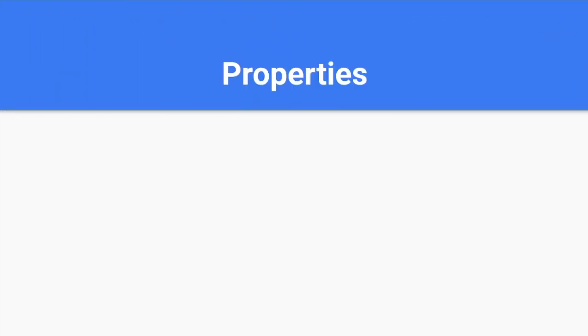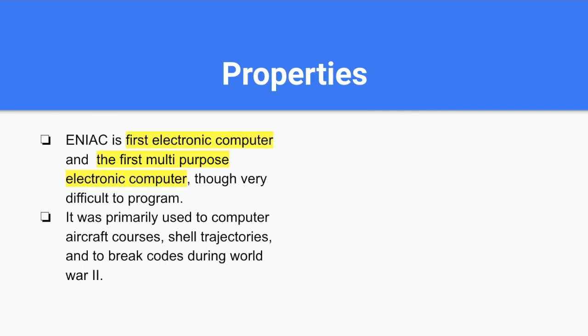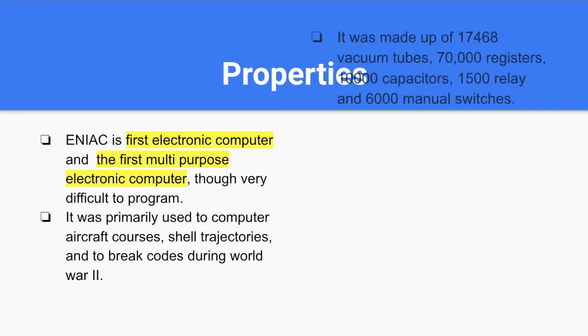Let's discuss the properties of ENIAC. ENIAC is the first electronic computer and the first multi-purpose electronic computer. Though it was very hard to program, ENIAC could do more than one task. It was primarily used to compute aircraft courses, shell trajectories, and to break codes during World War II.